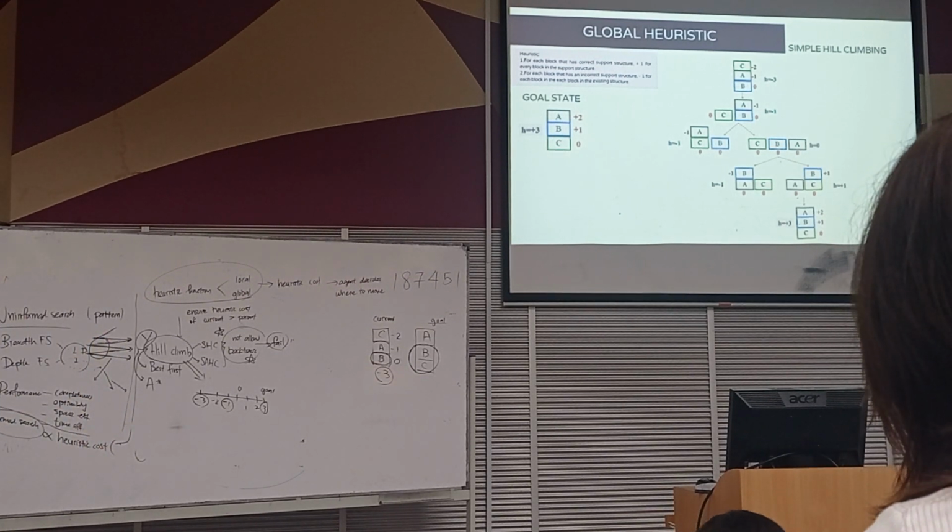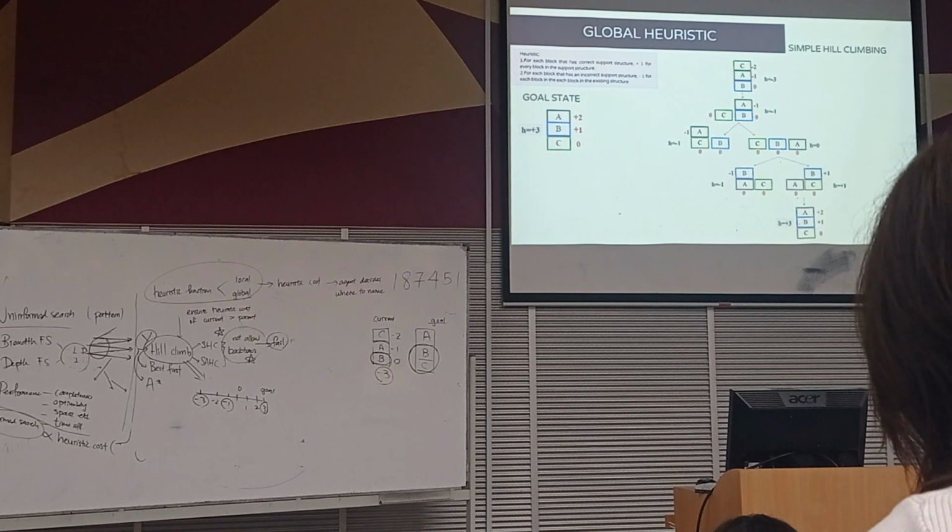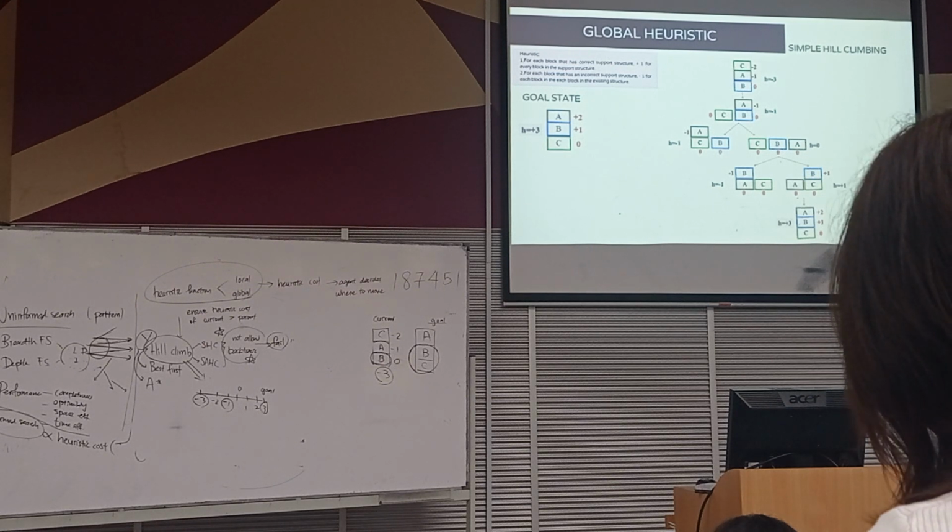Okay, so you can see that by using a global heuristic function, you manage to get the solution. But compared to the so-called local heuristic function, you couldn't get the solution.